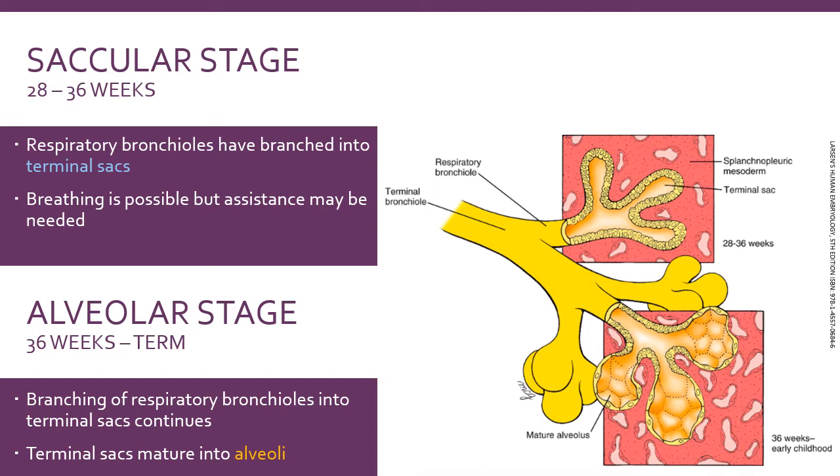And of course, the further along you get, the less likely you are to need it. So a 36-week baby is much less likely to need respiratory support than a 28-week baby. Finally, the final stage is the alveolar stage.